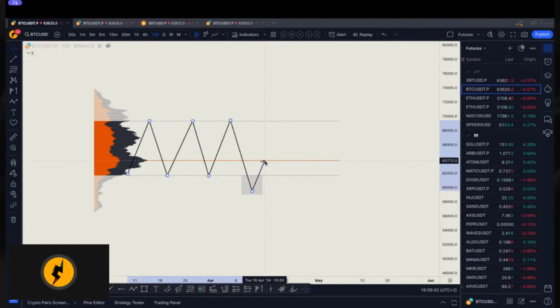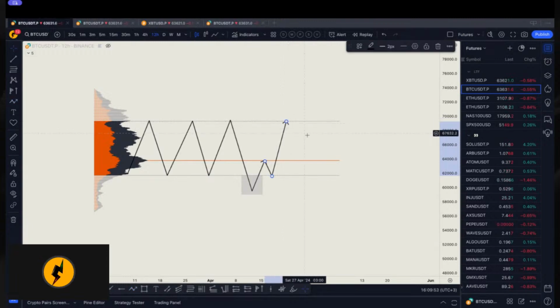So yeah, when we find acceptance into the value area, there's a good chance that you retest the value area low and go and test the other extreme of the value area. Okay, so this is basically what I'm looking for.